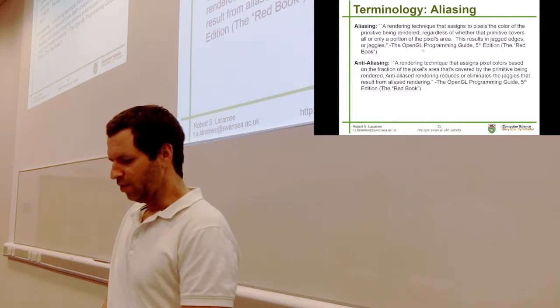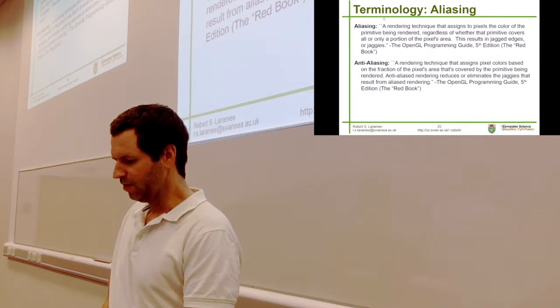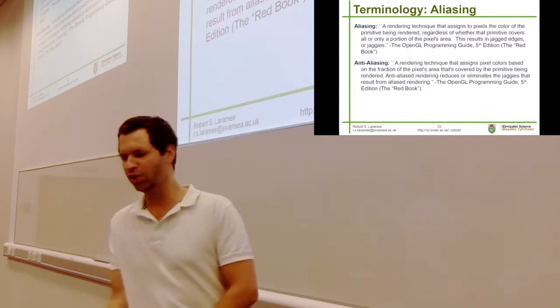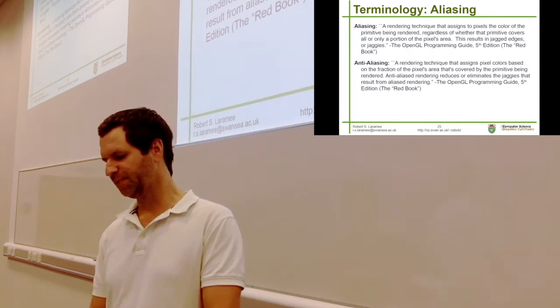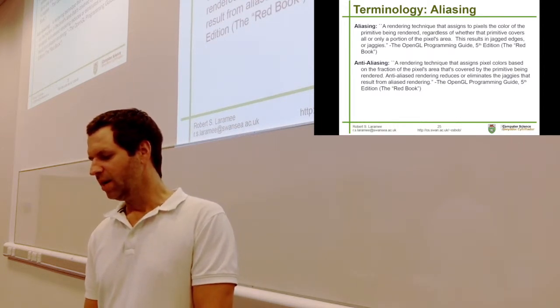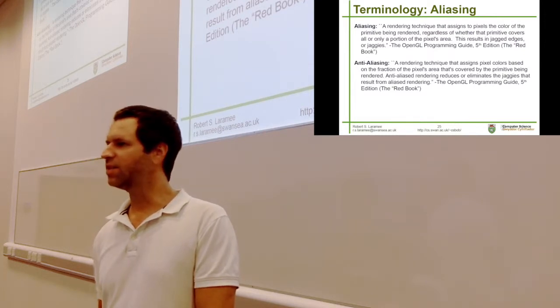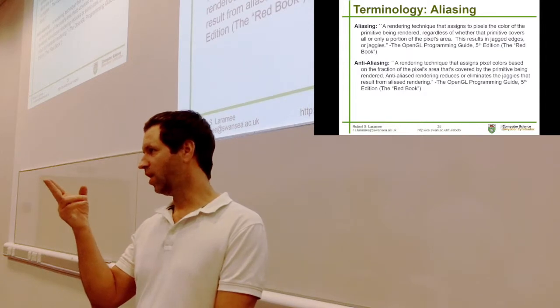If I look up the word aliasing in the OpenGL programming guide, or one of our favorite computer graphics books, it will say: a rendering technique that assigns to pixels the color of the primitive being rendered regardless of whether that primitive covers all or only a portion of the pixel's area. This results in jagged edges or jaggies. Another way of saying that is the data is sampled at a very low resolution, or undersampled, and then your eye can perceive the undersampling.